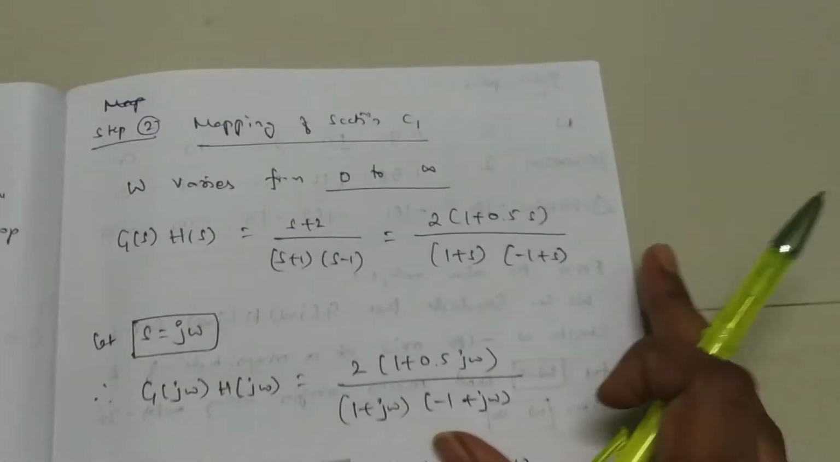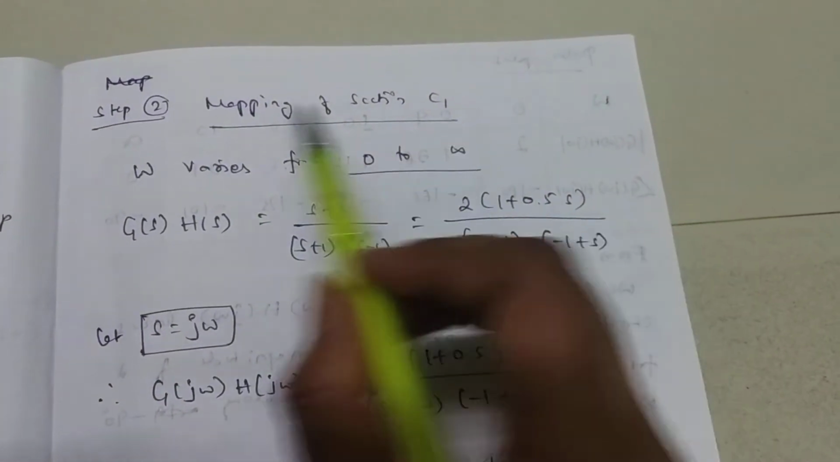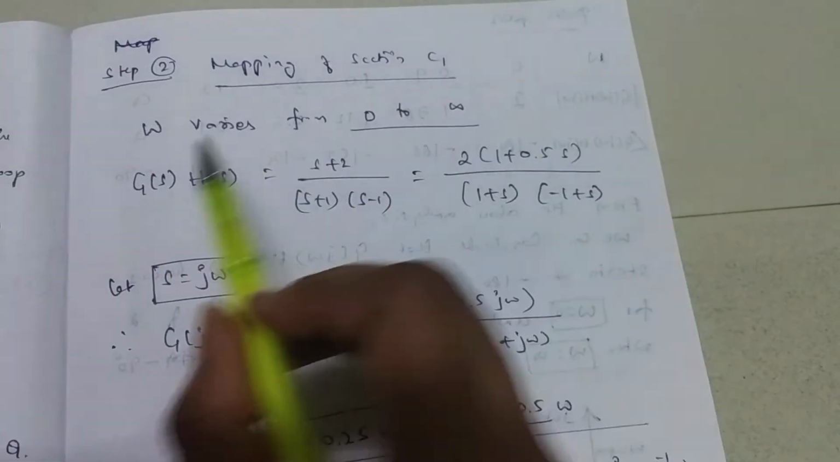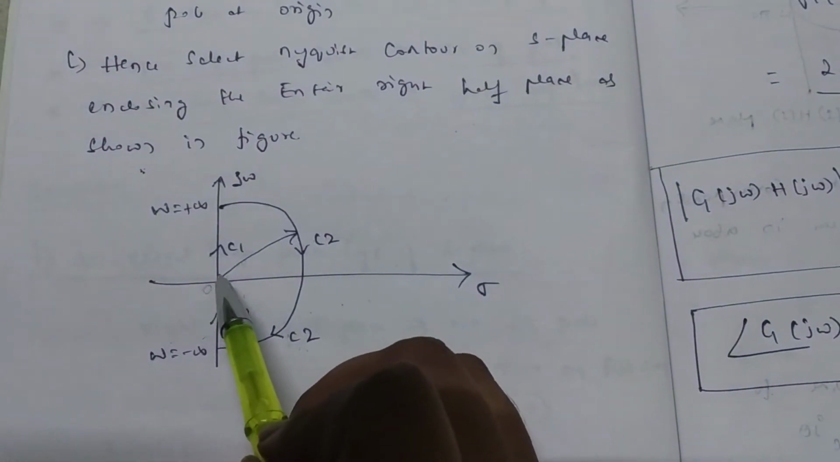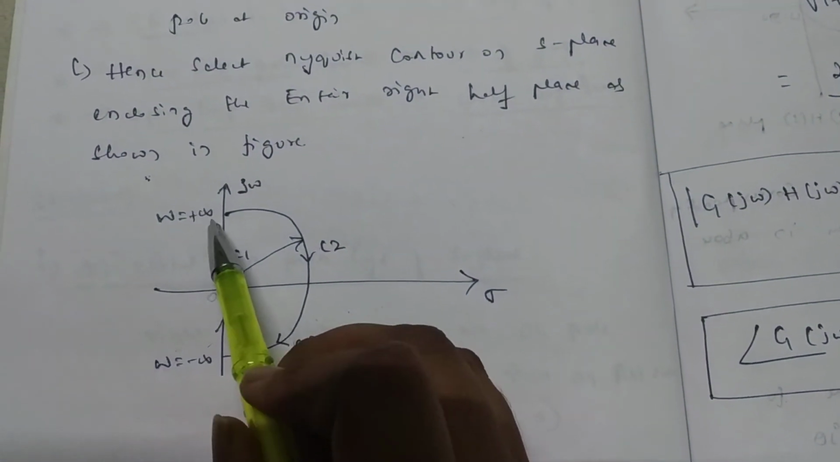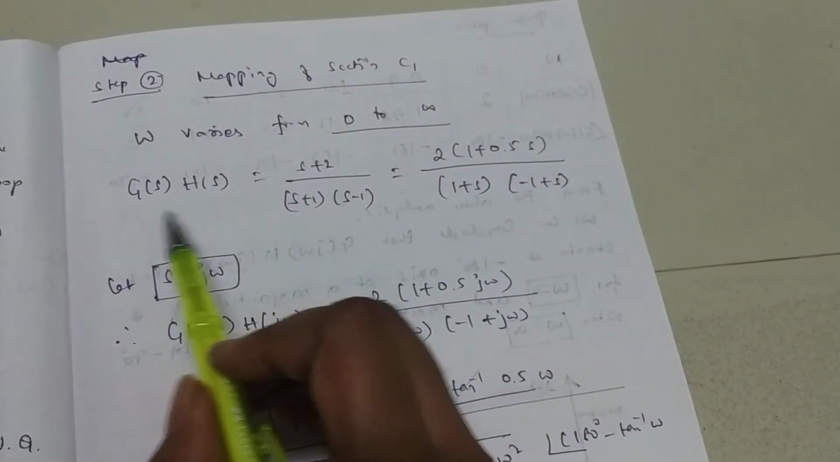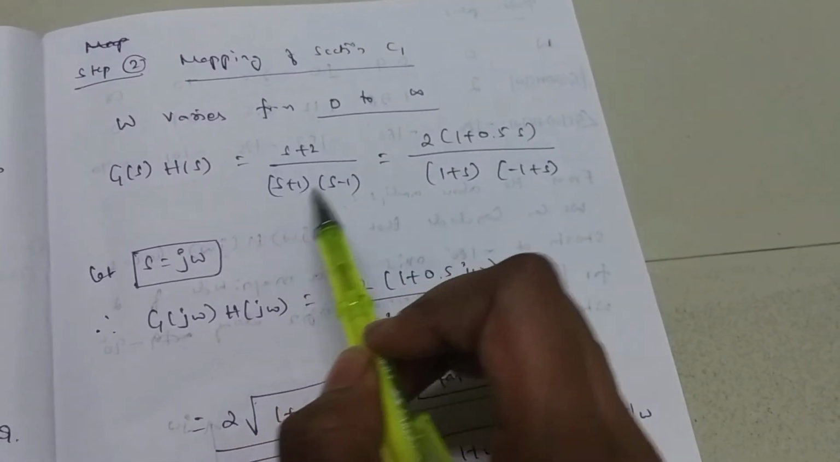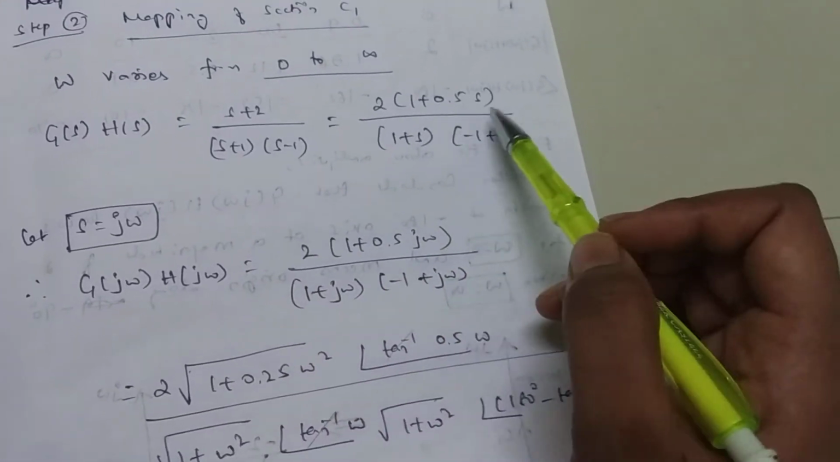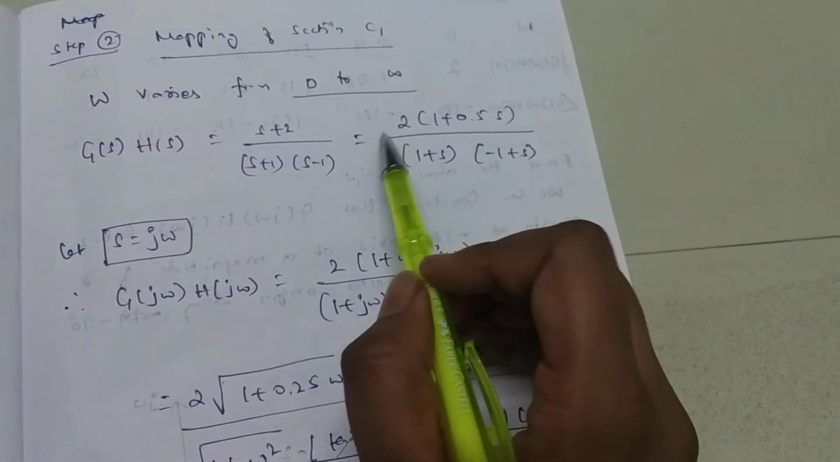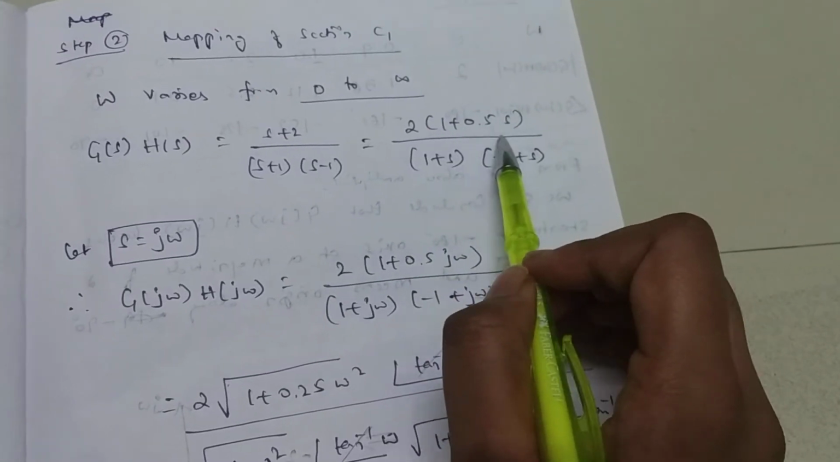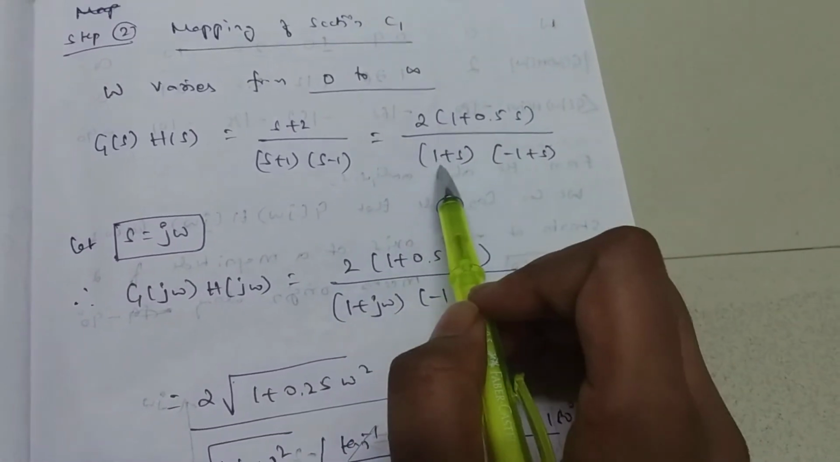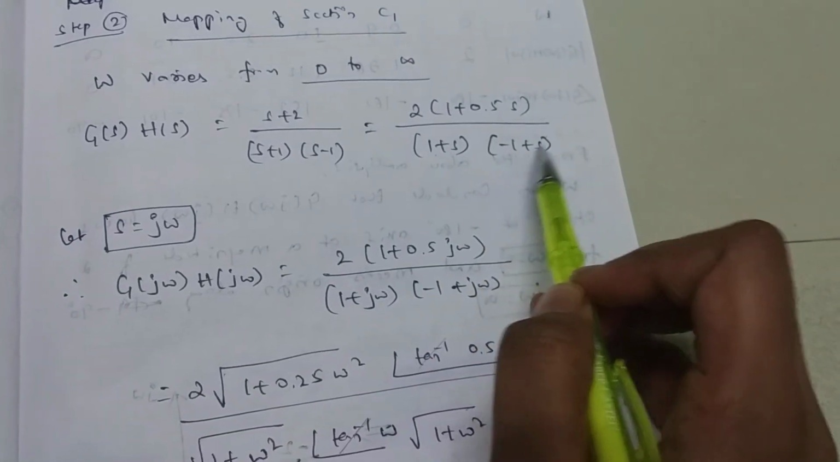This is step 2. I am mapping the section C1. For that, omega varies from 0 to plus infinity, that is the C1 section. After that, just take the open loop transfer function, G(s)H(s) equal to (s plus 2) divided by (s plus 1)(s minus 1). By simplification, I take a 2 outside and we get 2 times (1 plus 0.5s) divided by (1 plus s)(minus 1 plus s).